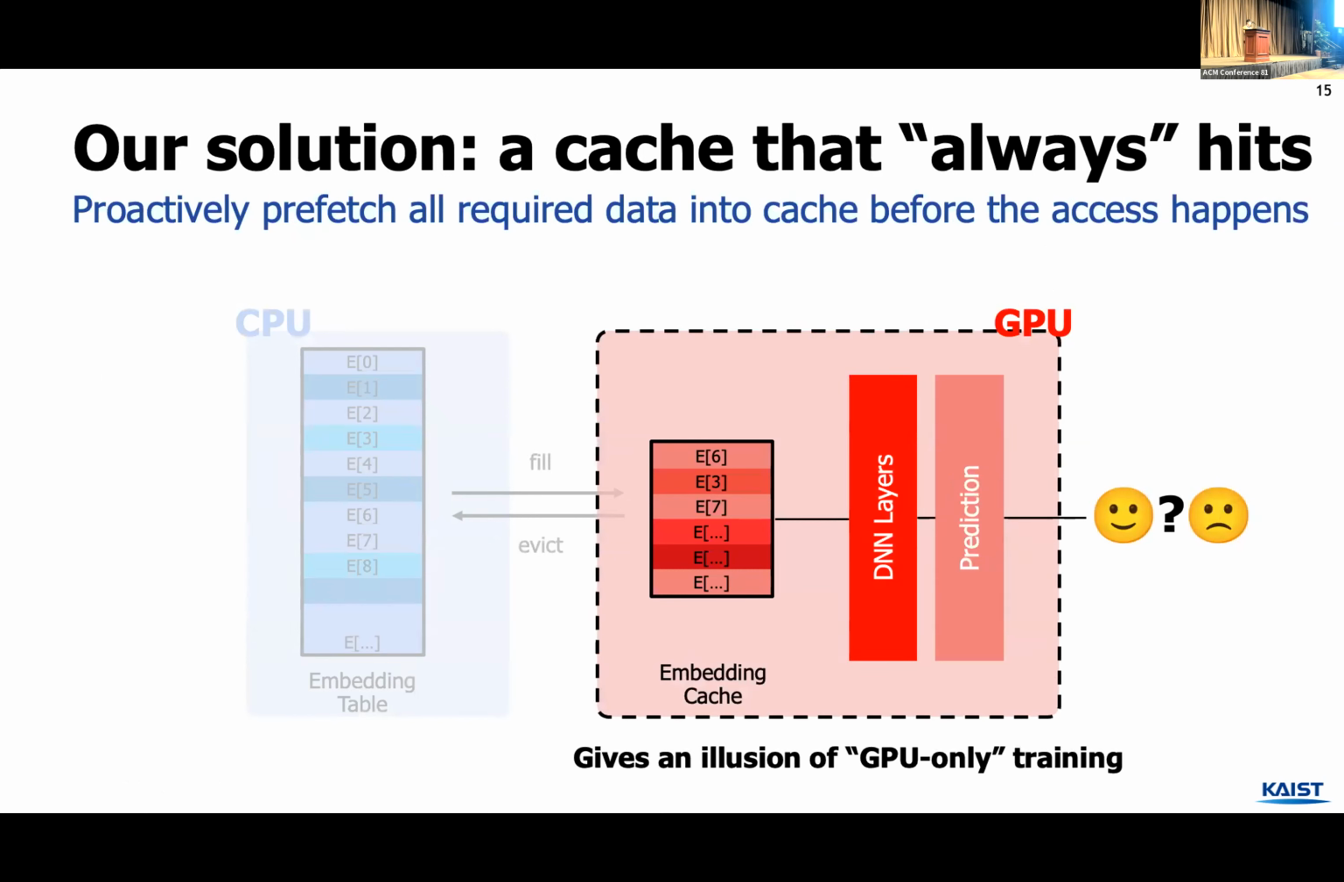Based on this observation, we propose a cache that always hits on the access time by implementing a future access pattern aware perfect prefetching mechanism. Since our caching system ensures every embedding vector that is required for training is already stored inside the cache at the actual access time, it provides an illusion of GPU-only training, that everything is stored inside the fast GPU memory.